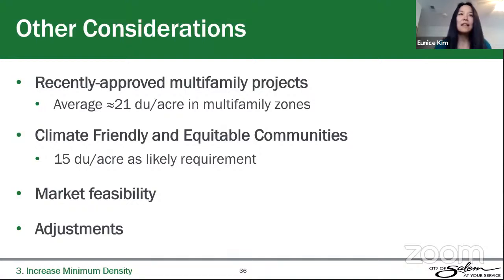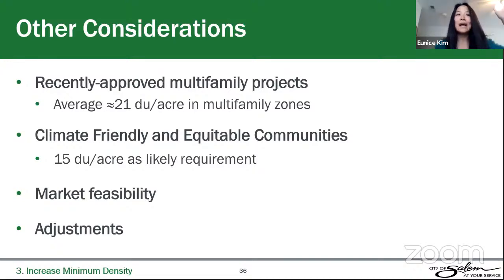In talking with the state, they are looking at setting a potential density requirement of about 15 units per acre. This is also a level of density that would be really supportive of transit. So we will keep an eye on what's happening with the state, but that's generally the target, 15 units per acre. The other considerations, of course, are the market.